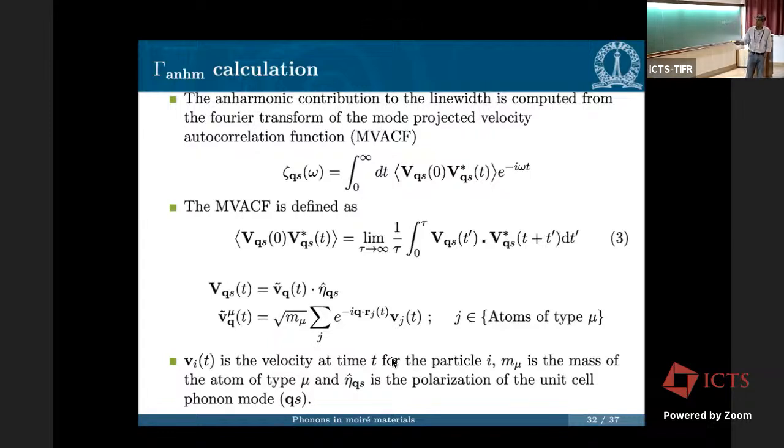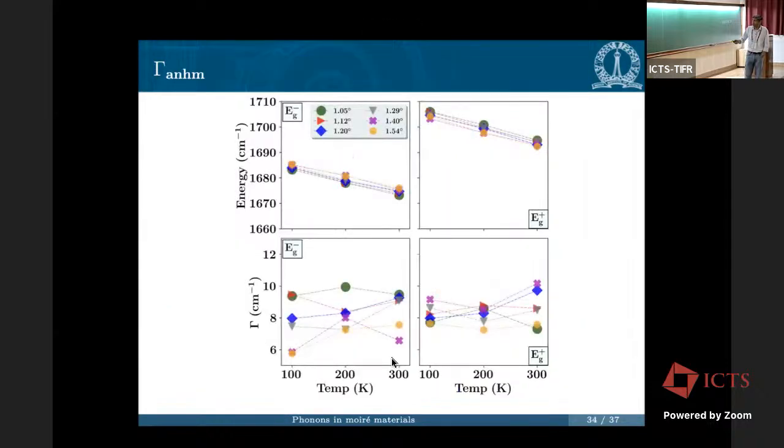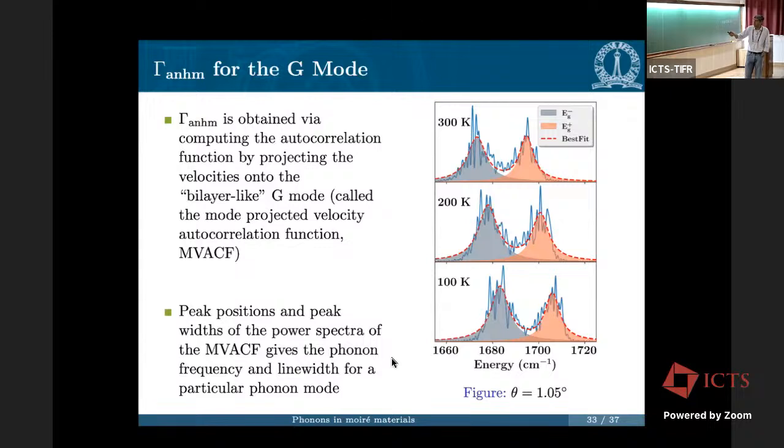We actually computed the anharmonic contribution as well, and because we are doing force fields, we can compute the velocity autocorrelation. Here we have to do a mode projected velocity autocorrelation, where the mode is defined exactly in the same way. Once you do this, you start seeing that there's an anharmonic contribution as well, which also shows the two-peak structure, which you can fit, and you actually get a line width out of all of this.